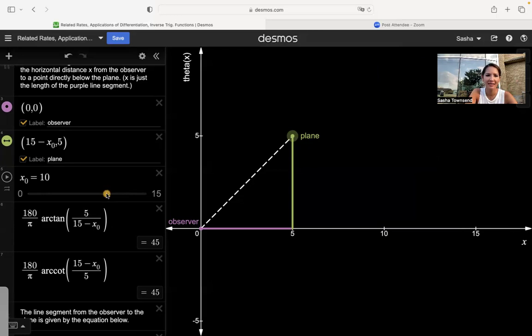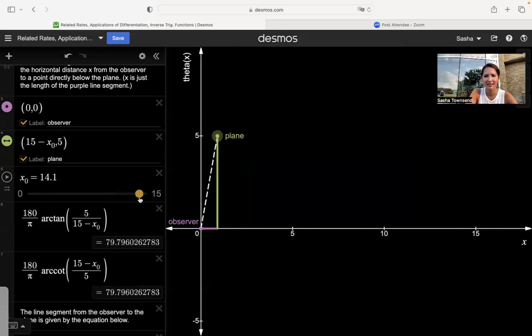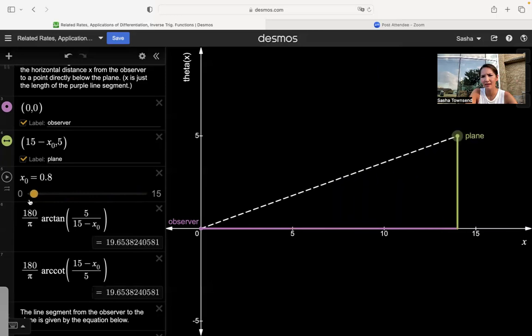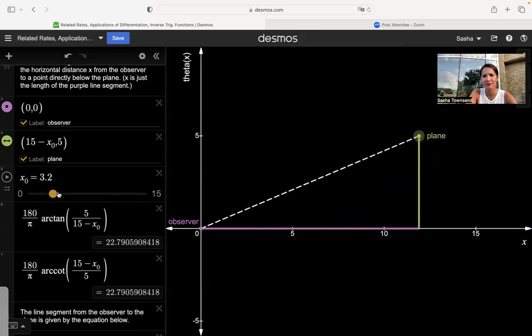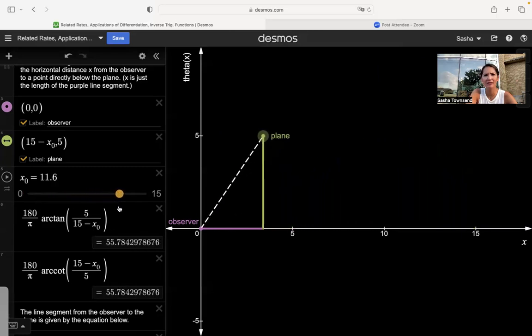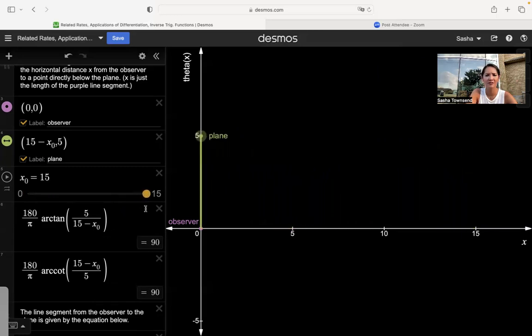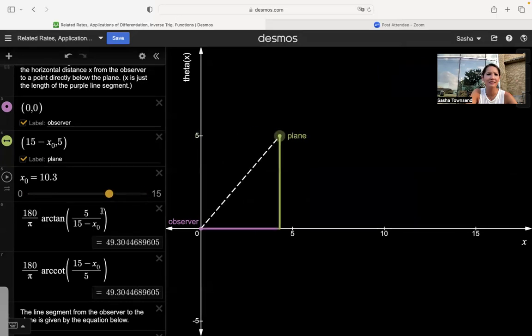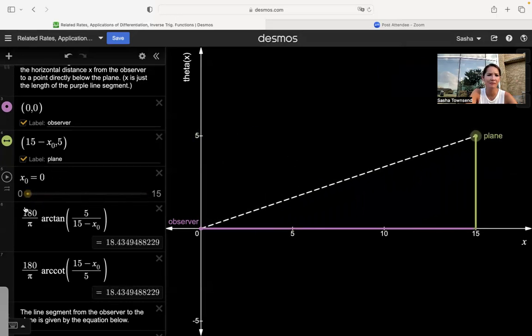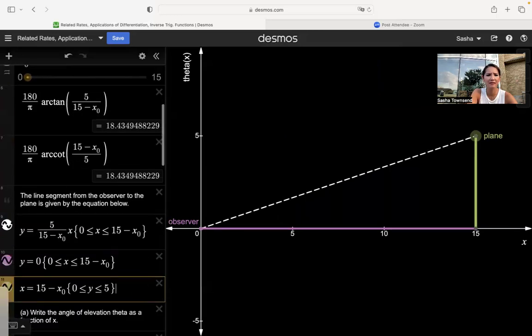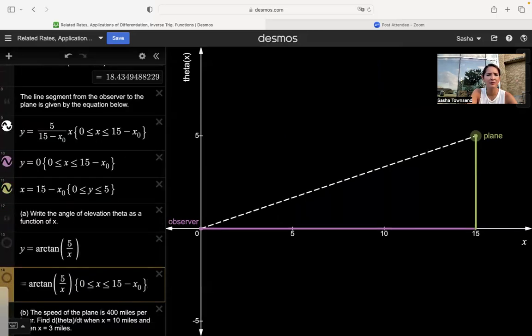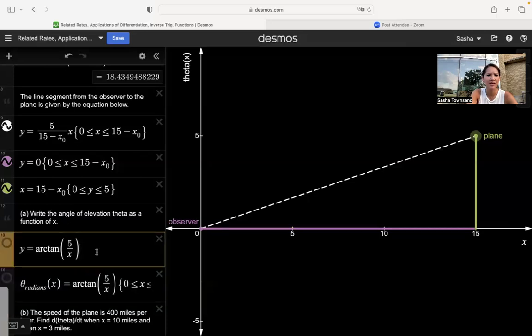We can see that that angle is increasing as our plane gets closer and closer to us. When the plane's directly over our heads, the angle is 90 degrees. All right. So we know that's true. So they say find the angle of elevation theta as a function of x.